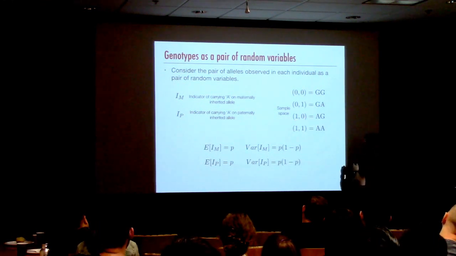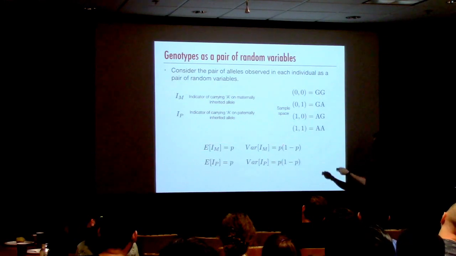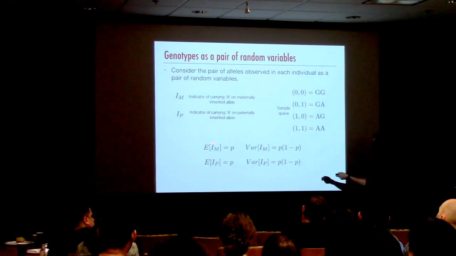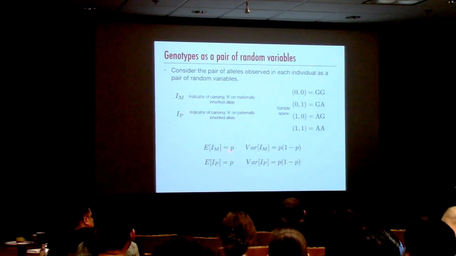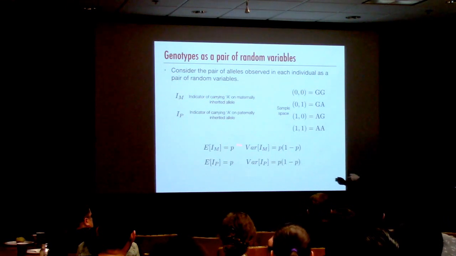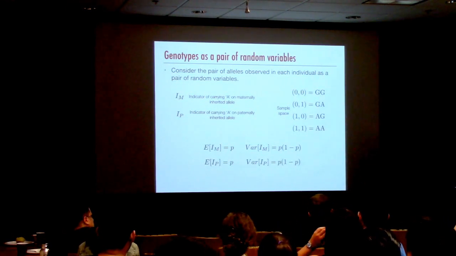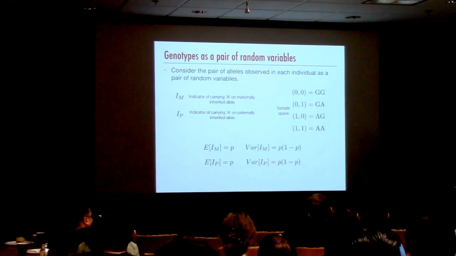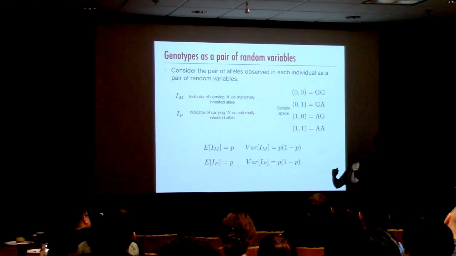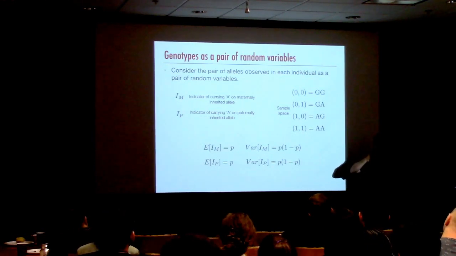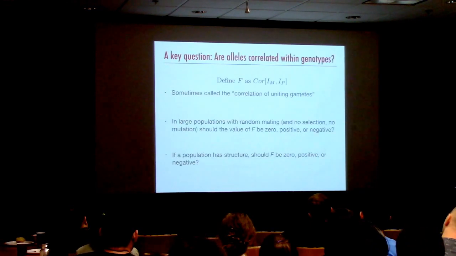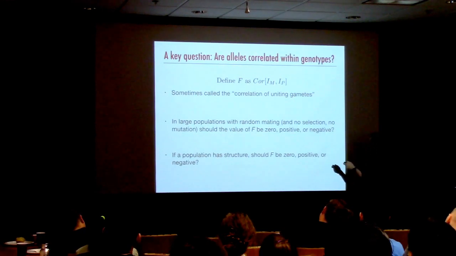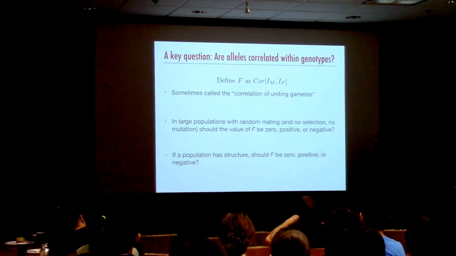Then we can think about each of the variables on their own, as indicator variables. Their expectation will be equal to the probability of seeing an A allele, which we're going to denote as the frequency p, and it'll have a variance. But what's interesting here is the correlation between these two variables. This is sometimes called the correlation of uniting gametes, because the maternal allele and the paternal allele had to come from one gamete uniting with another. This correlation we're going to define as a variable f.